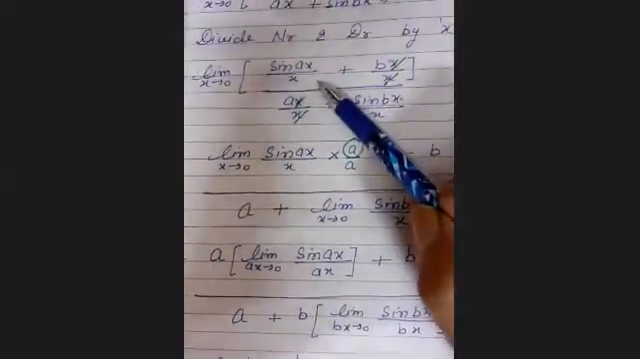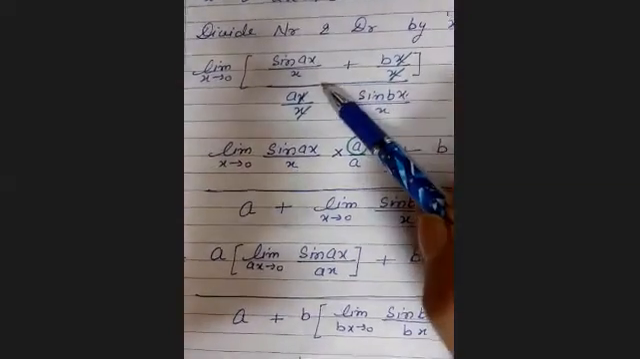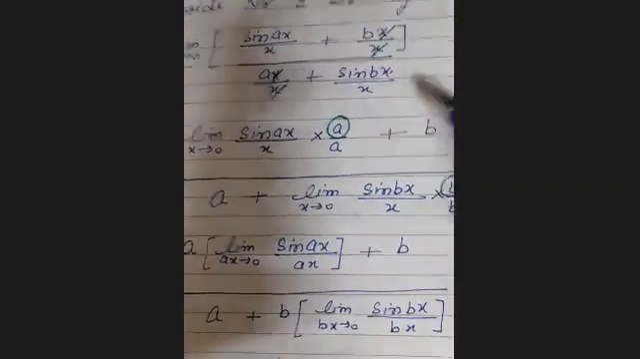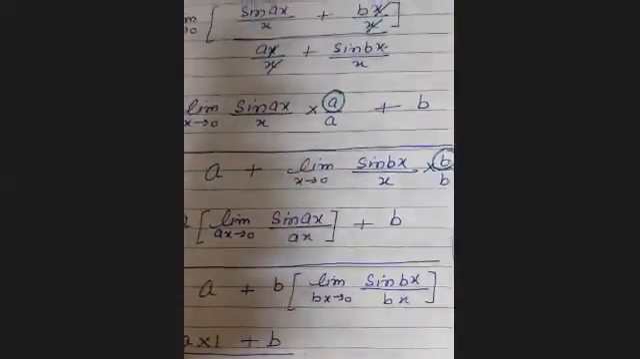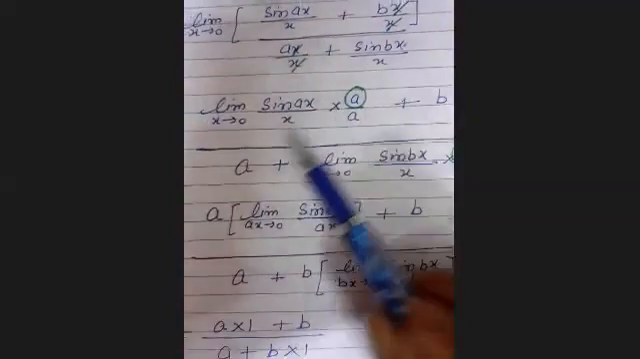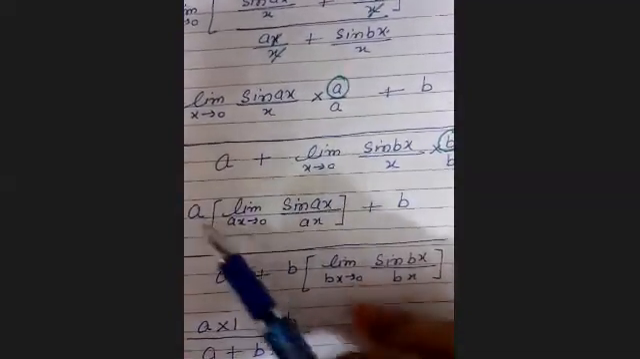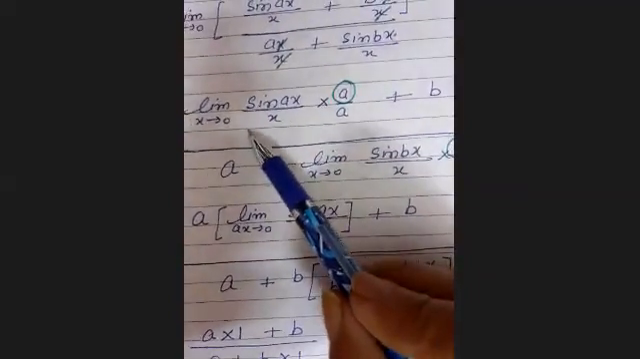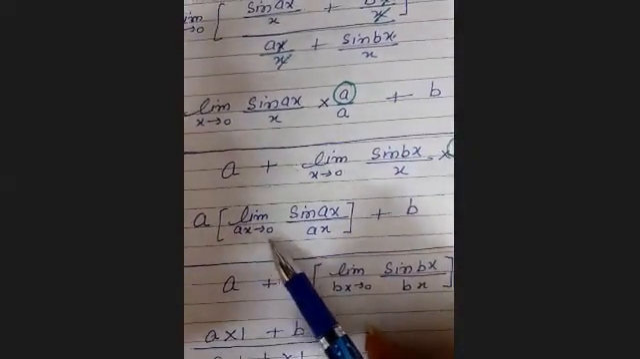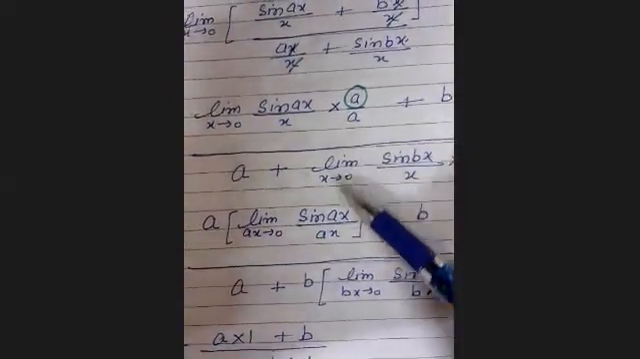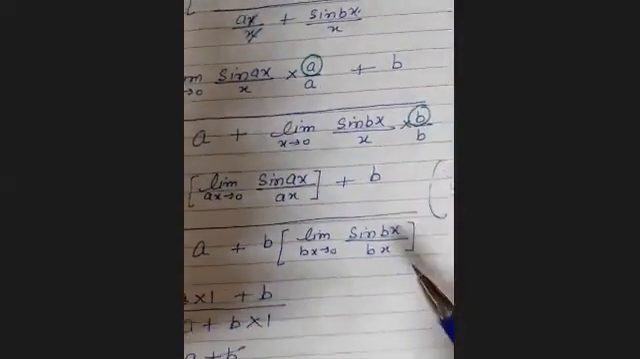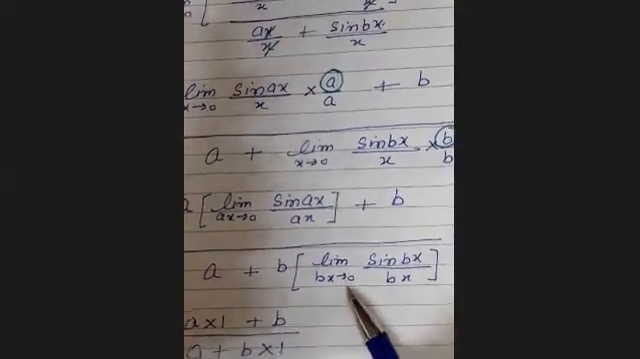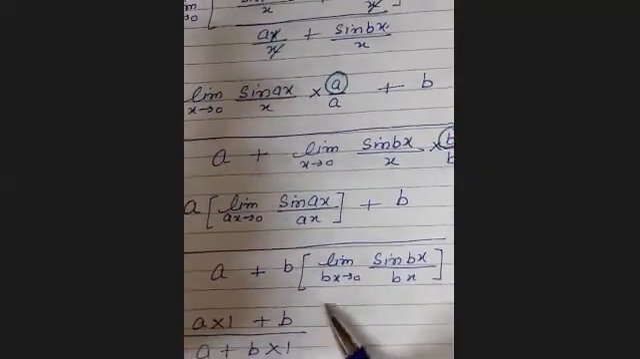For applying the limit we require a here, that's why we multiply and divide by a, and we require b in the denominator, that's why we multiply and divide by b. Then this a we take out of the limit, changing the limit as ax tends to 0, we get limit of sin ax upon ax plus b, and similarly in the denominator a as it is, b we take out from the limit, and the limit changes to sin bx upon bx where bx tends to 0.